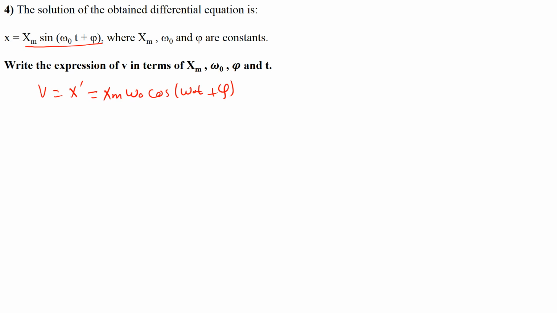So we did the first derivative for this function. Xm is constant, we keep it. Sine omega naught t plus phi becomes omega naught times cosine. Phi is constant, its derivative is 0. So omega naught, this is t, the order 1. We get omega naught, it will become cosine omega naught t plus phi.